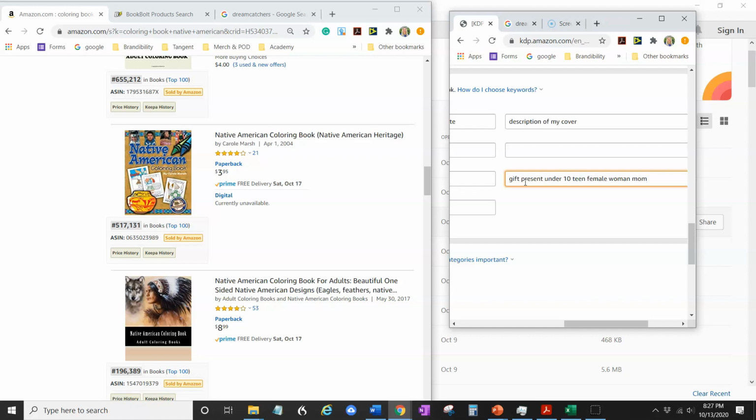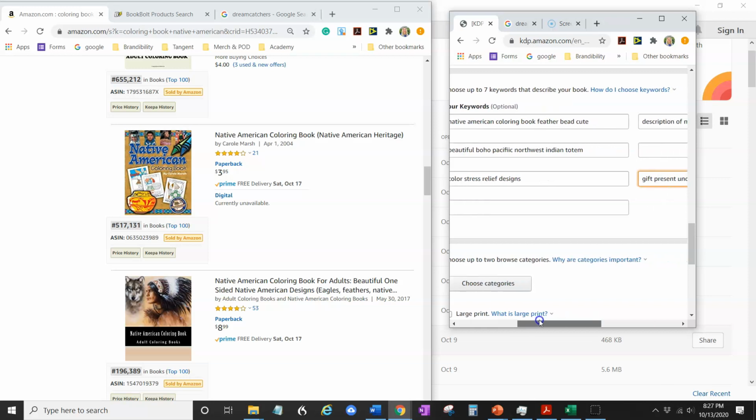You could put mom, daughter. It's not going to fit daughter, but you could do that on a different line if you really thought daughter would be a good thing. Maybe daughter's better than female. Actually, probably is. Who searches for female? They probably search for a gift for their mom, their daughter, a woman, girl. I think maybe I can fit girl. Nope. Anyway, so I just kind of go and do that.